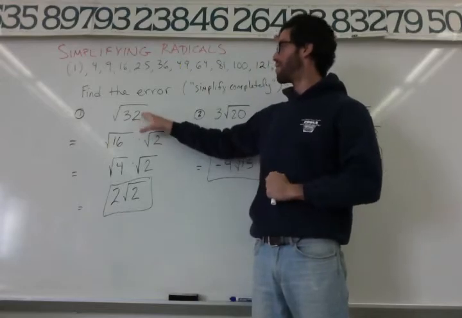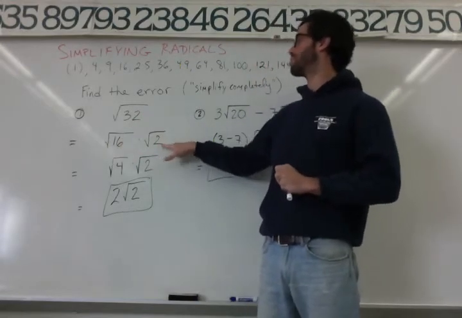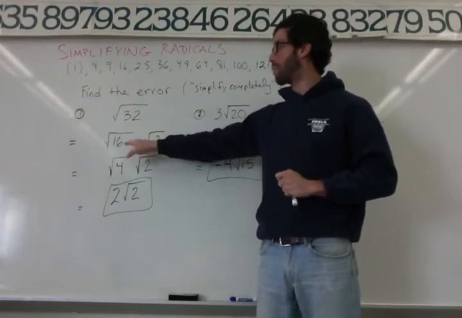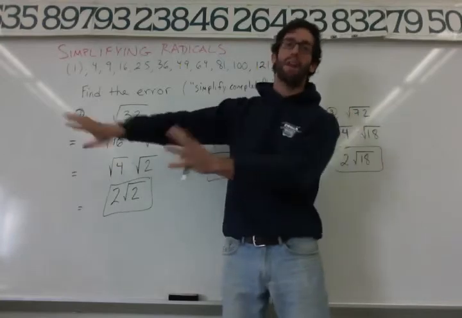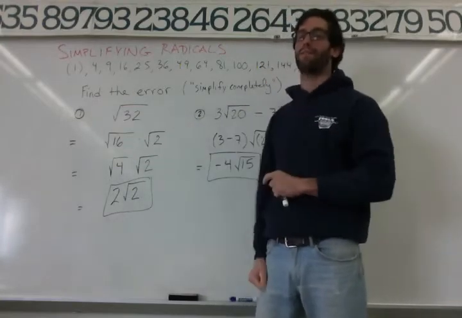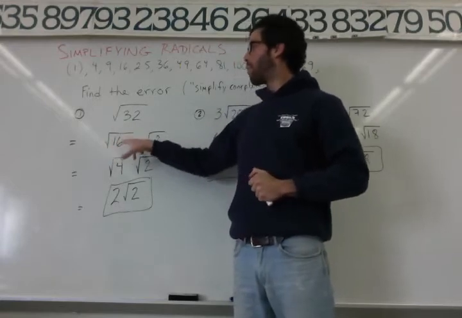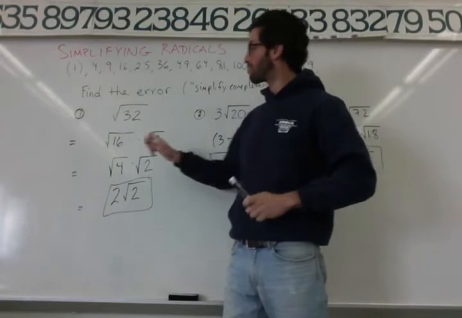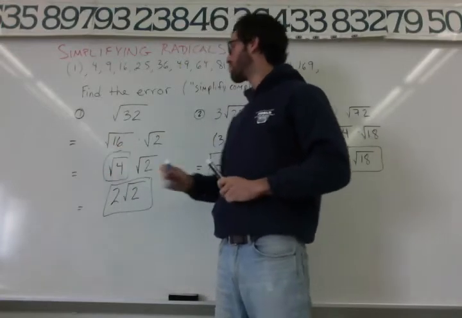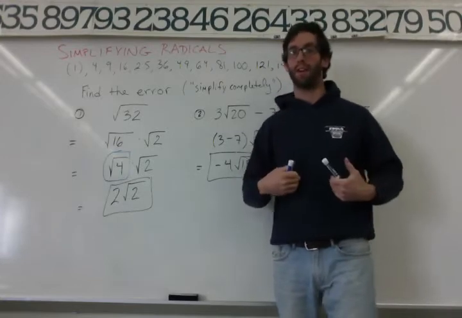If you have 32, I used 16 and 2, so I broke it up into root 16 times root 2. Notice how I wrote the perfect square radical first, okay? Just to remind us that that whole number is going to be on the outside of the square root. Okay, the square root of 16 is 4. That's wrong. It's not root 4. This is the wrong part, okay?